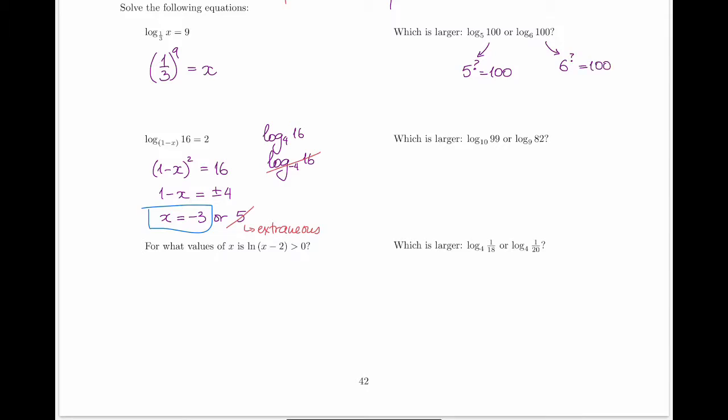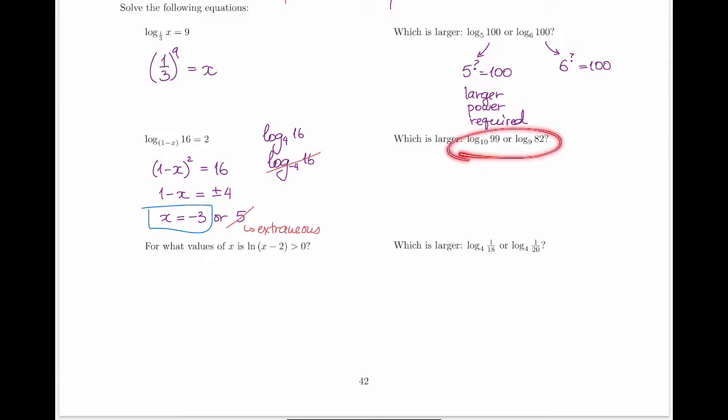Which one of them will need to be larger? Well, I have to either be raising 5 to some power to get 100 or 6 to some power to get 100. So which power will be required to be bigger? A larger power is needed to get to 100 from the smaller number. So in this case, logarithm base 5 of 100 will be bigger. Here, a larger power will be required to get to the same result of 100.